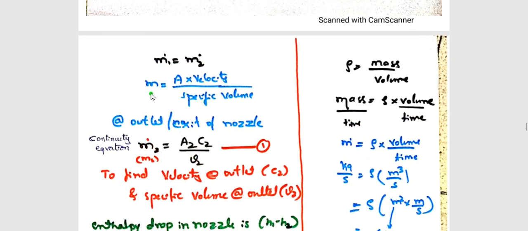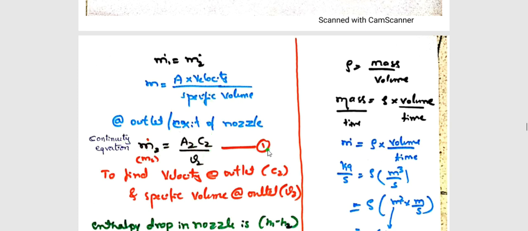So this is the equation I am writing at exit of the nozzle, because at the inlet of the nozzle the velocity C1 and pressure P1 are known values. We don't know the velocity at exit of the nozzle, and similarly we don't know the pressure at exit of the nozzle. So continuity equation, m2 same, I have written A2, velocity at exit of the nozzle C2, specific volume at exit of the nozzle V2.